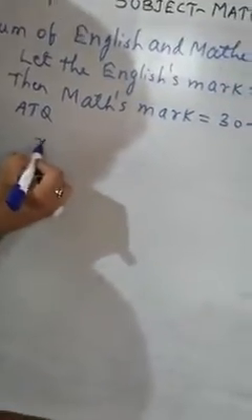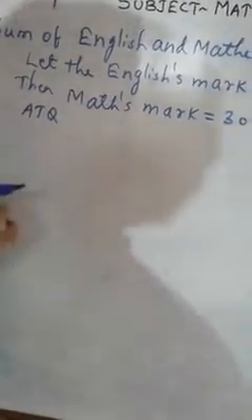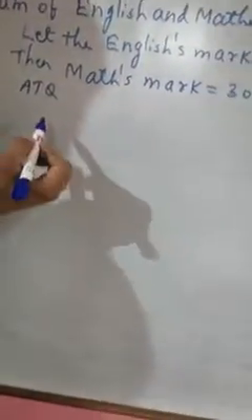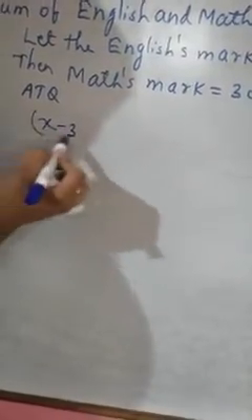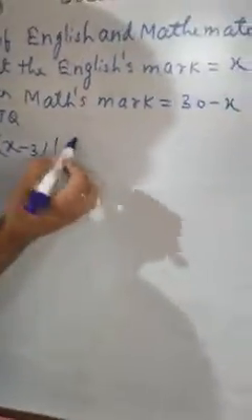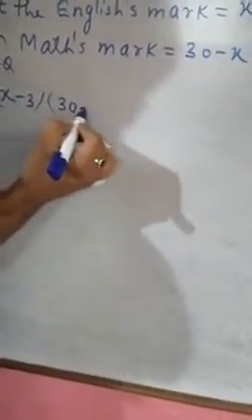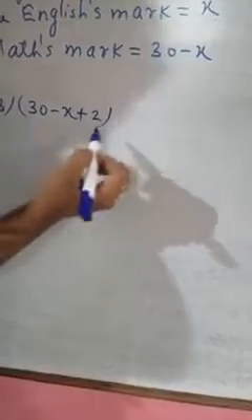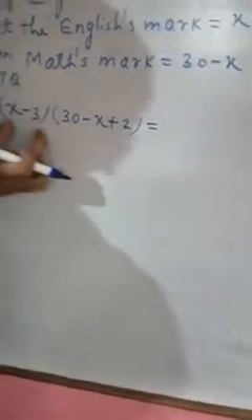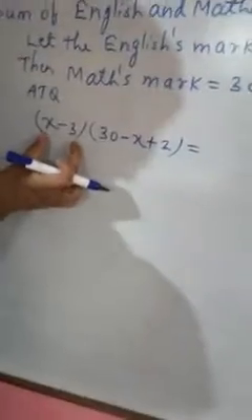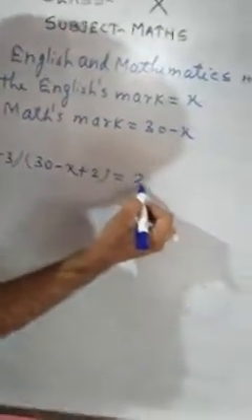Now according to the question, what do we have to do? We have to add 2 to the maths marks, and subtract 3 from the English marks. So English marks, x minus 3. Then in maths marks we have to add 2, so 30 minus x plus 2. And now I am going to multiply: English marks and mathematics marks is going to equal 210.